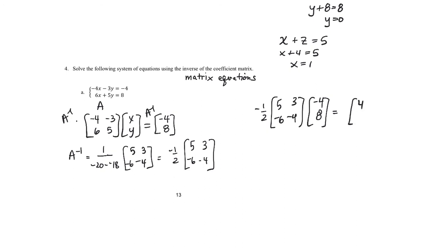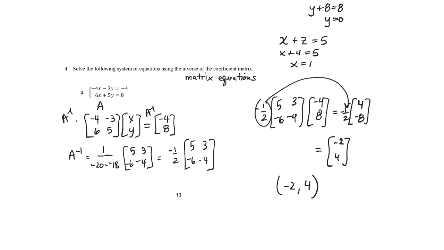The next entry is row 2, column 1. So row 2, column 1, so negative 6 times negative 4 is 24. Negative 4 times 8 is negative 32. So 24 plus negative 32, or 24 minus 32, is negative 8 rather. And then we need to remember to take this negative 1/2 now and multiply it there. So then that becomes negative 2, positive 4, which means that x equals negative 2 and y equals positive 4.